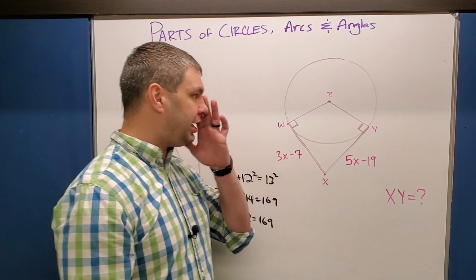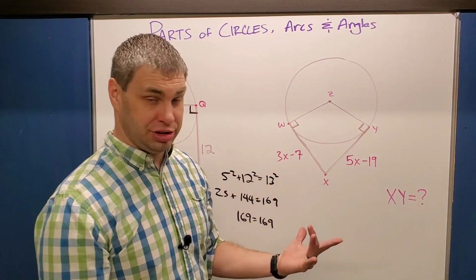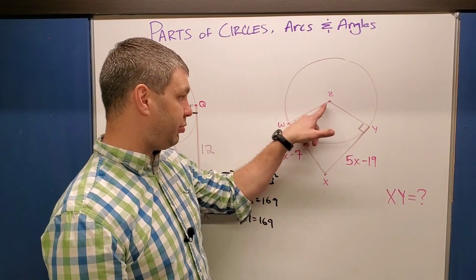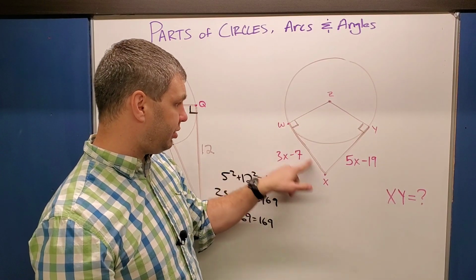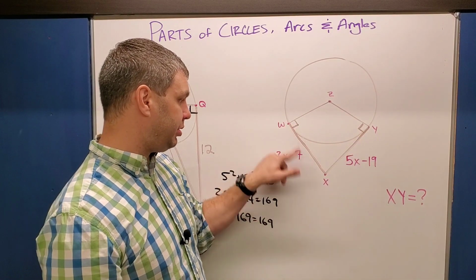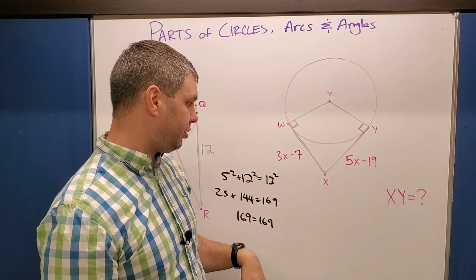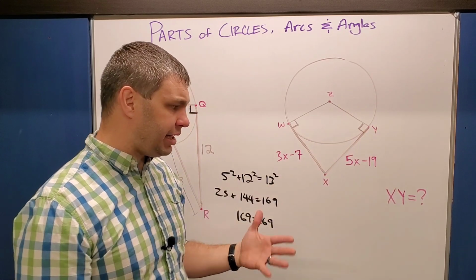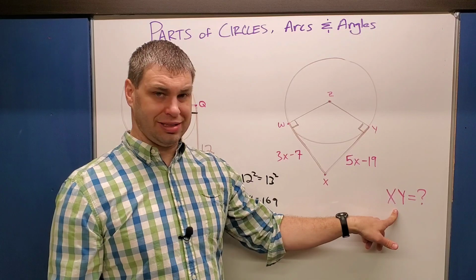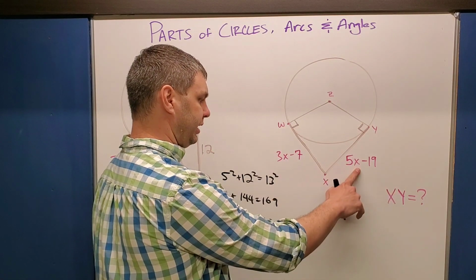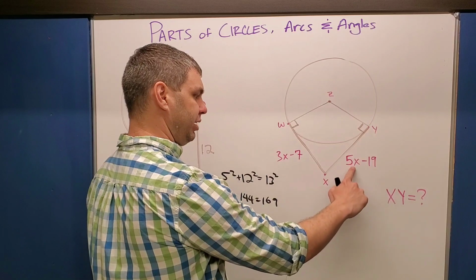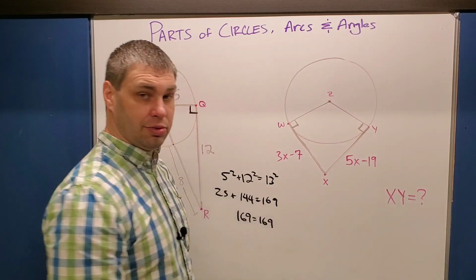All right, in this one, this gives us, again, tangents, because it tells us that these radii here in circle Z are perpendicular to these 2 lines, WX and XY. Now, it's asking over here, what does XY equal? If I want to figure that out, I first need to solve for x, and I can plug that back into XY, and that's going to give me what XY is here.